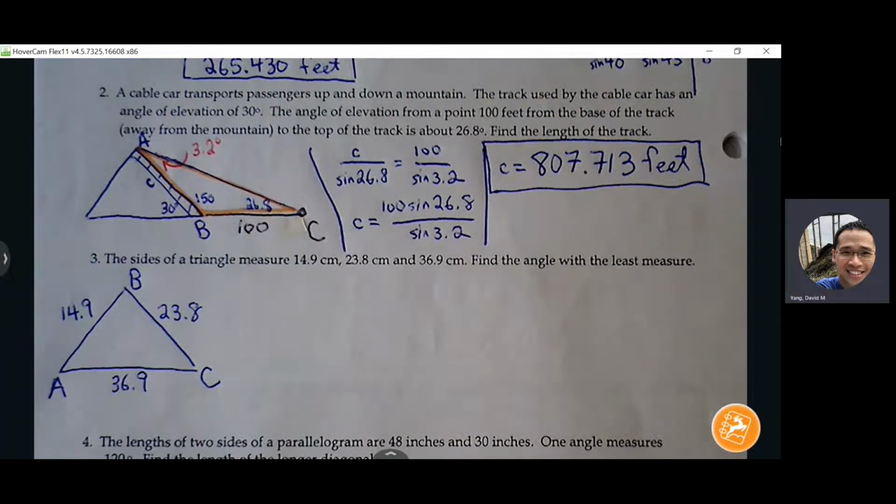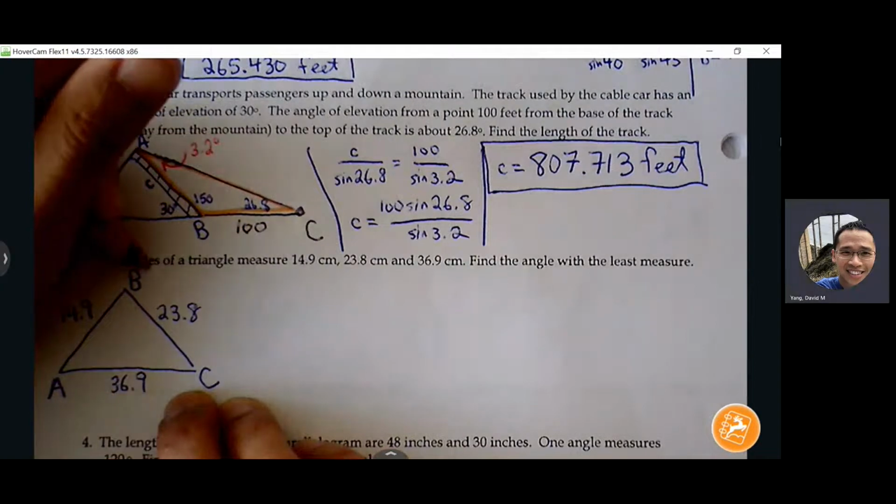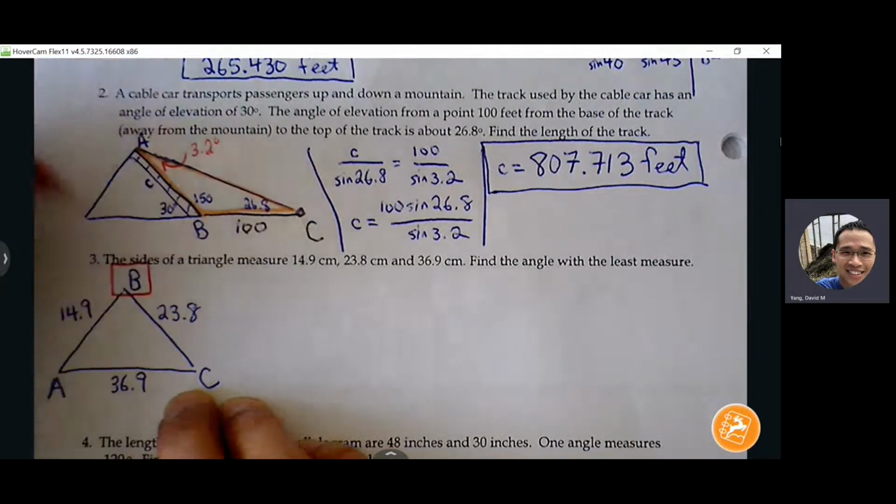Okay, number 3, it's a side triangle. What's our strategy here? We're gonna have to start with what? Law of cosines, okay. It says find the angle with the least measure, but we should find what first? Yeah, that's right. Find the largest angle first, and then from there, we can work towards getting that smallest angle using law of sines. Okay. So we're gonna, okay. Again, you can name your angle any way you want. You can orient it however you want, but for me, it's my angle B.